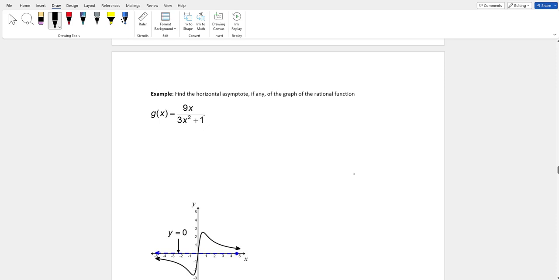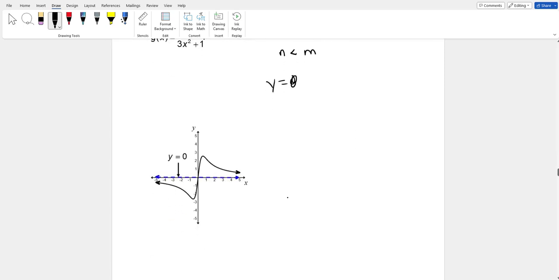This next one, we have 9x over 3x squared plus 1. N is 1, m is 2. As you can see, n is less than m. 1 is less than 2. So in this case, the x-axis, which is the same as y equal to 0, is your horizontal asymptote. So you look at this graph, y equal to 0, once again the same as the x-axis, is the dotted line, your horizontal asymptote.